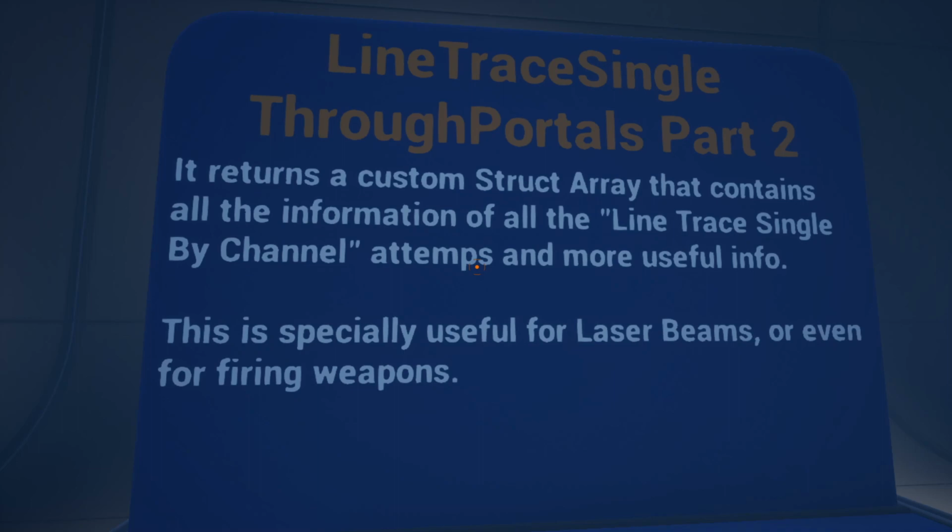So the function that we use for making this line trace through portals is this one, line trace single through portals, and it will return a custom struct array that can be useful to us, that will contain all the information of the line trace single by channel function and more useful info regarding portals and recursion. So this is especially useful for laser beams, or even for firing weapons, or even for using some special abilities that can be extrapolated to rays.